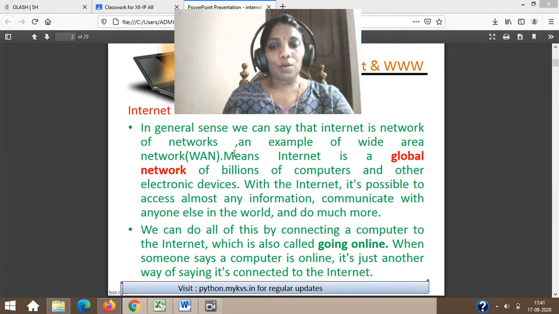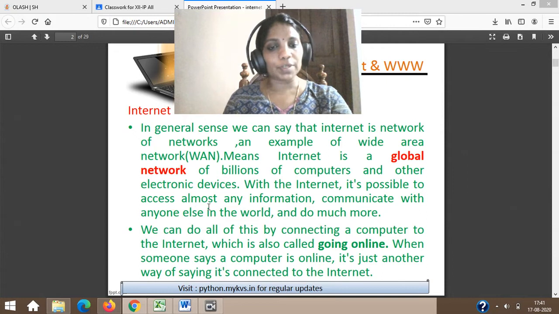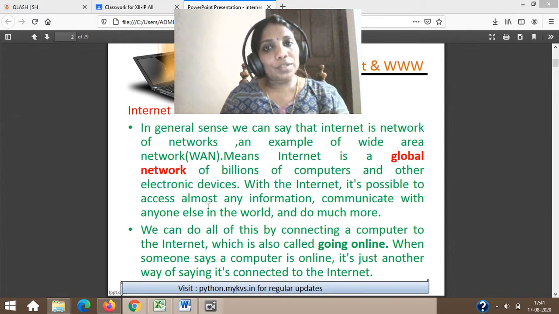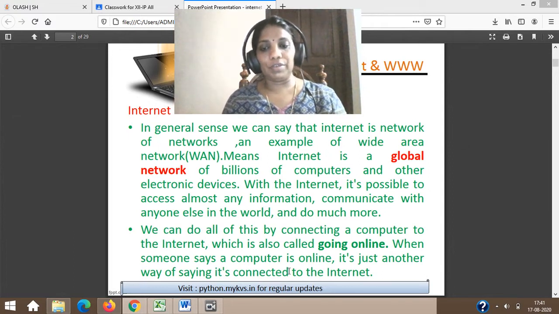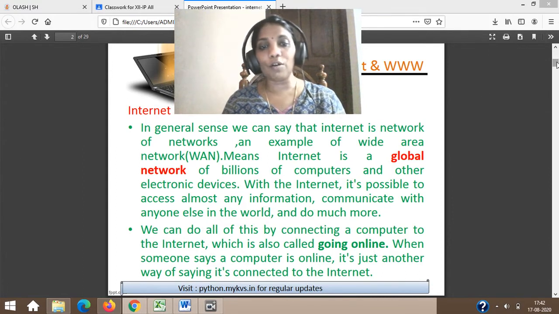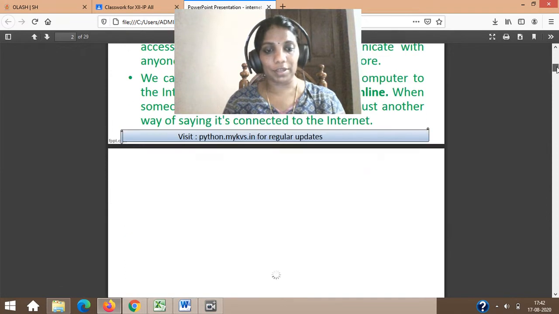That's enough. Now, what you can do with the internet: it's possible to access almost any information, communicate with anyone else in the world, and do much more. So when we connect to internet, the word we use is we go online, isn't it? That is what we say. We go online. And when someone says the computer is online, that means you are connected to the internet, correct? So that's regarding how you talk about the internet first.